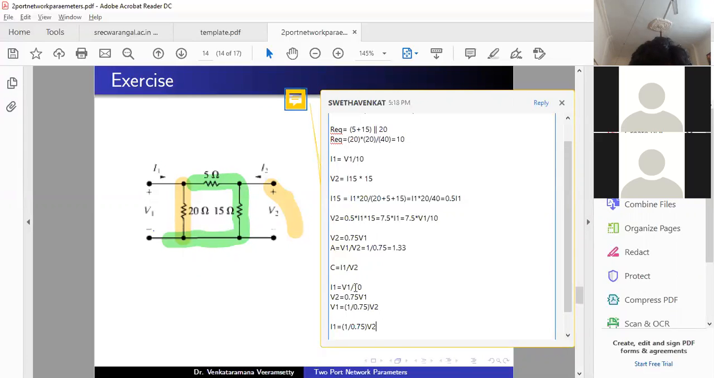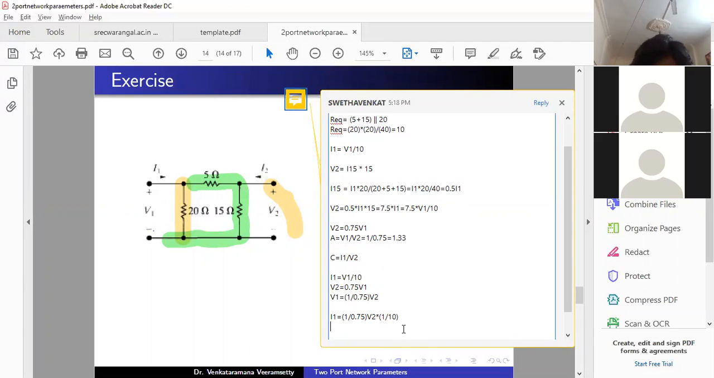I1 equal to V1 divided by 10, and V1 equal to 1 by 0.75 into V2 into 1 by 10. Agree everything? This is the equation I am concerned with. I1 equal to V1 by 10. And from this equation, V1 equal to 1 by 0.75 into V2 into 1 by 10. Right? So from this equation, C equal to I1 by V2.